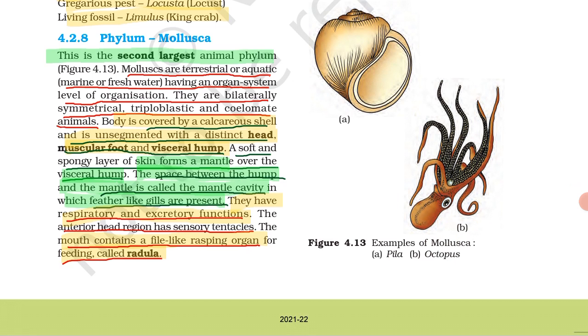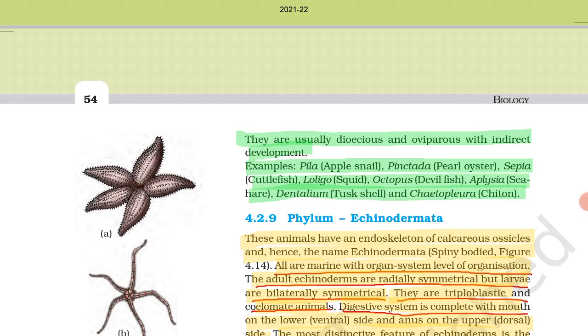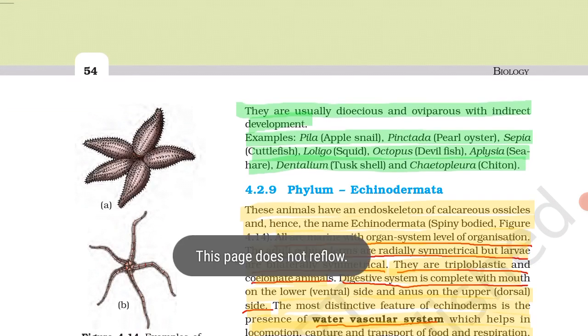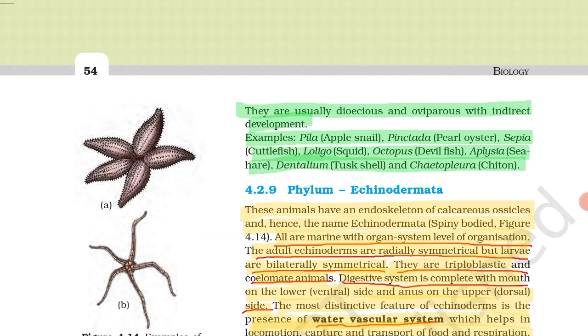Then next, they are usually dioecious and oviparous with indirect development. Dioecious means both the sex organs are present in different individuals. Oviparous means egg-laying animals, and development is indirect.